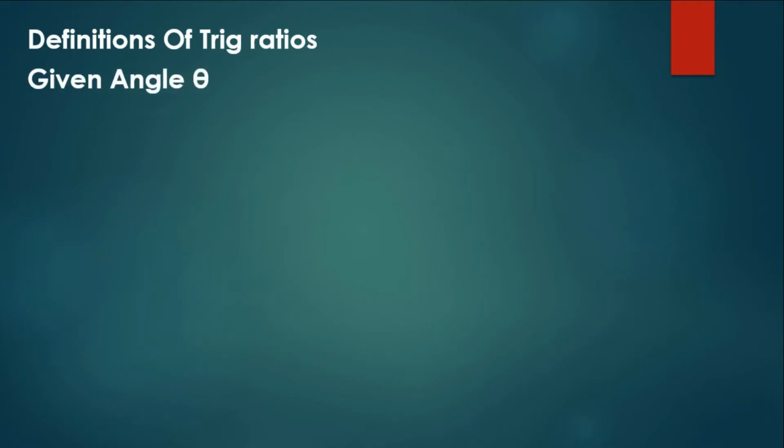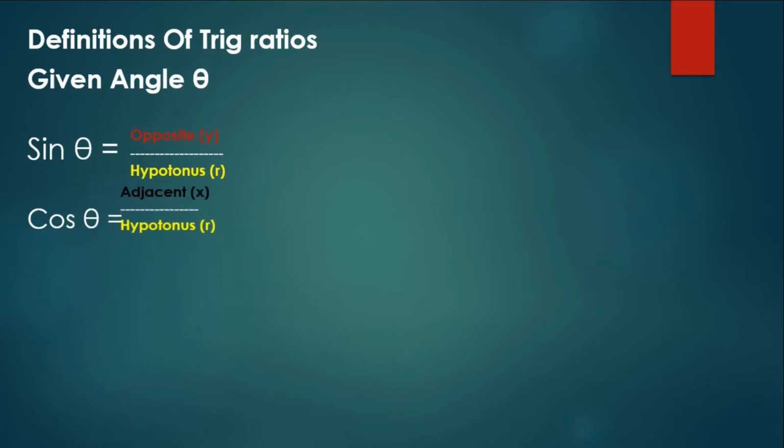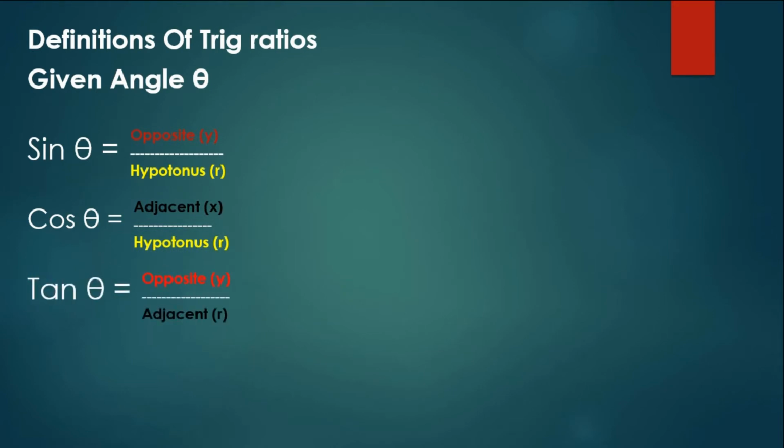Given angle theta, sine theta is equal to the opposite over the hypotenuse, y over r. Since we are going to use this on a Cartesian plane, sine is y over r. These sides are namely opposite, hypotenuse, and adjacent. Now let's get to cos. Cos theta is equal to adjacent over hypotenuse. And then tan theta is equal to opposite over adjacent.